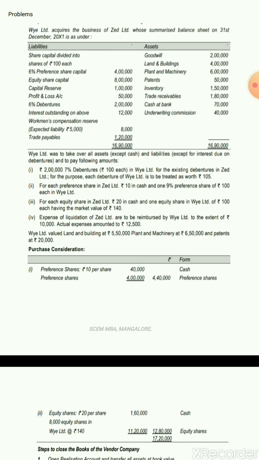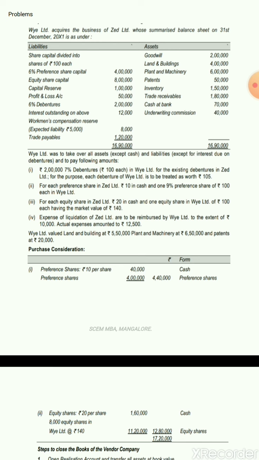So what are these? One is 6% debentures, which is an outside liability. Then interest outstanding on debentures. Actually, it should not be taken into consideration because it is not being taken over, right? And then workmen's compensation reserve. Actually, it is a reserve, but there is a liability associated with this particular reserve, which is 5,000. So we should consider only 5,000, and the remaining 3,000 is reserve, right? So we are considering only 5,000. Then trade payables. So this should be included.